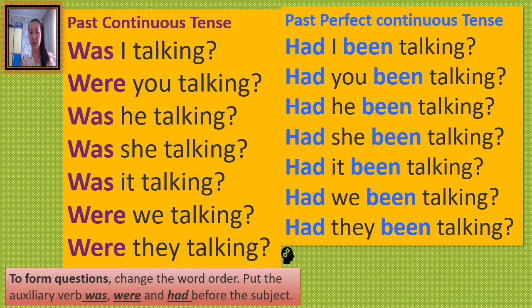Past perfect continuous tense. Had I been talking? Had you been talking? Had he been talking? Had she been talking? Had it been talking? Had we been talking? Had they been talking?